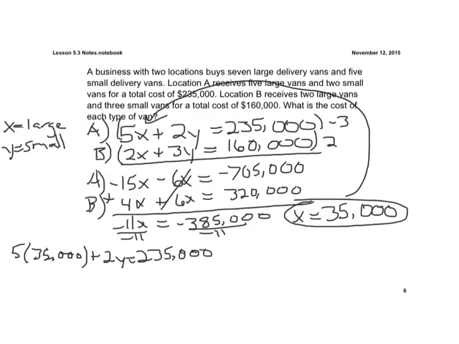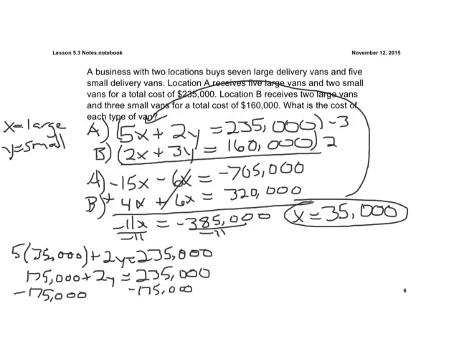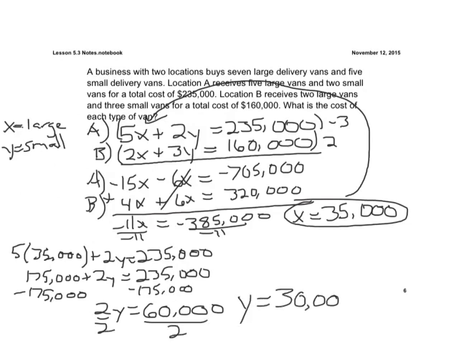We need to solve for y now. If we multiply there, we get 175,000 plus 2y equals 235,000. Big numbers. Okay, if we subtract 175,000 from both sides, we're going to be left with 60,000. So 2y is equal to 60,000, almost there. Last step, we're going to divide by 2. So we're left with y is equal to $30,000.